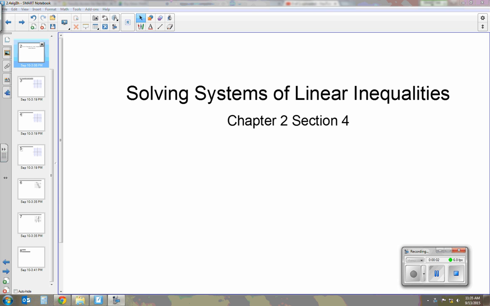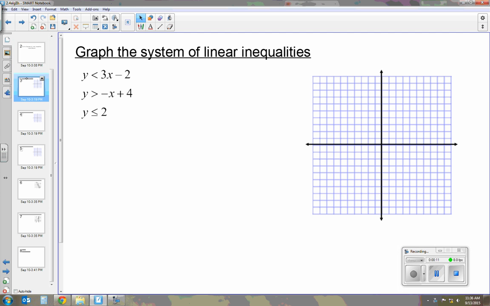Talking about solving systems of linear inequalities. And you've already seen systems of 2 inequalities, and today we're going to be looking at systems with 3 inequalities. And if we look at this, we have to remember how to graph in y equals mx plus b format.